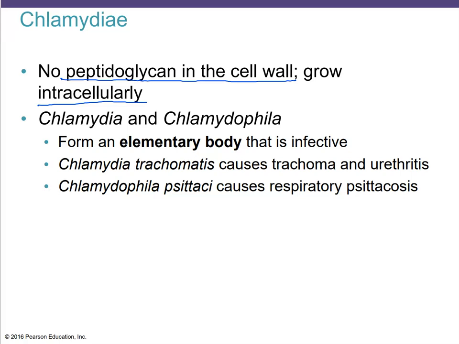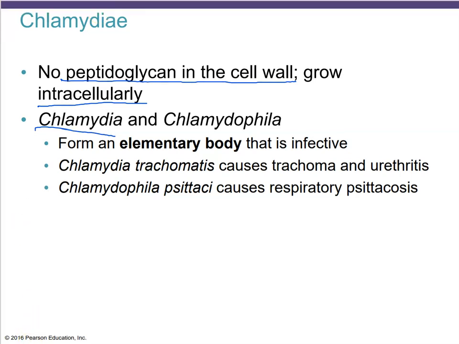And chlamydia infections are very common. It's a very common sexually transmitted disease. We will talk about that in the pathogen groups. So chlamydia, and then we also have chlamydophila. They form these two different versions. They have these elementary bodies that are infective, and then they also can form the reticulate bodies. We'll see that on the next slide. But anyway, here are two chlamydias that are pathogens. We will talk about both of them, plus chlamydia as a sexually transmitted disease in our pathogen groups.